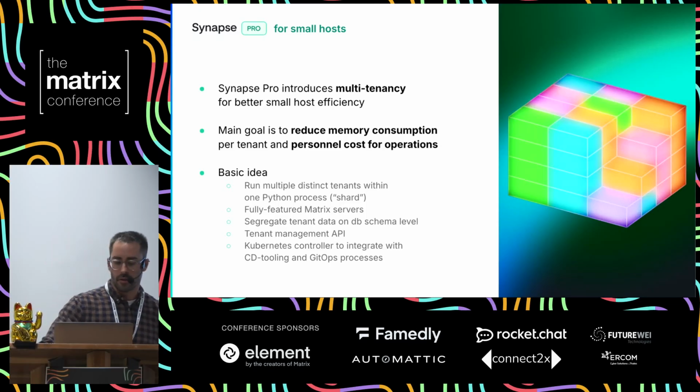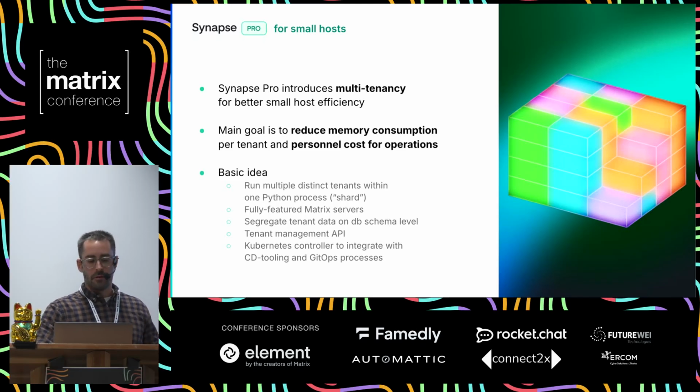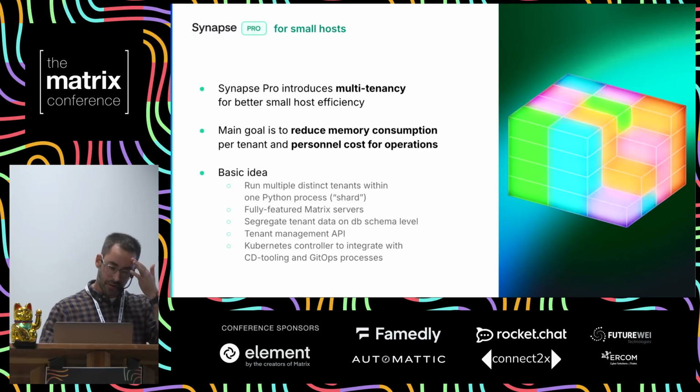That works according to a basic idea. We run multiple Synapse tenants within one Python process. When you know the community edition of Synapse, you have one Synapse deployment, one Python process, that is one tenant with one domain. With this version of Synapse, we have a modified implementation where you run one process of Synapse, but you can run multiple tenants in there, and thereby you save a lot of overhead. These tenants are still fully featured matrix servers.